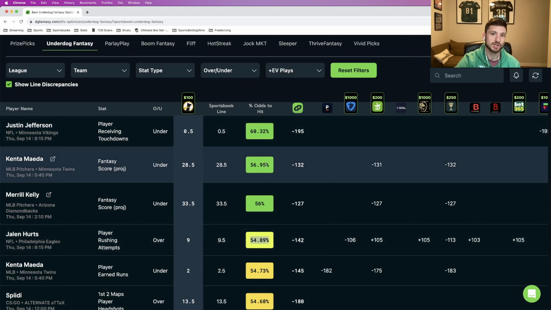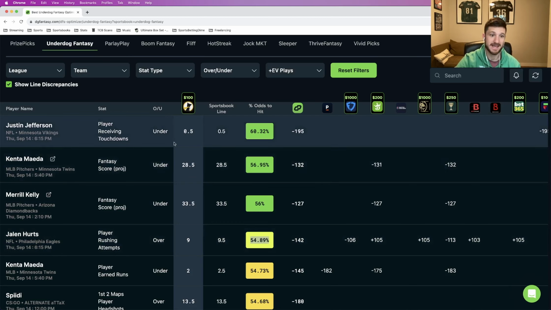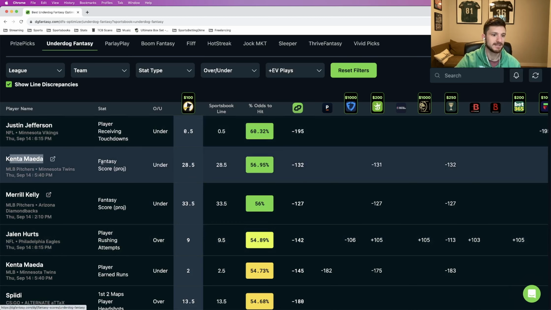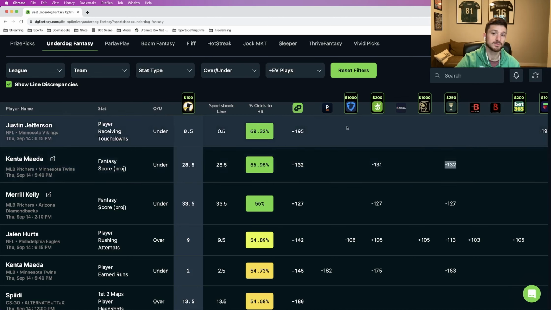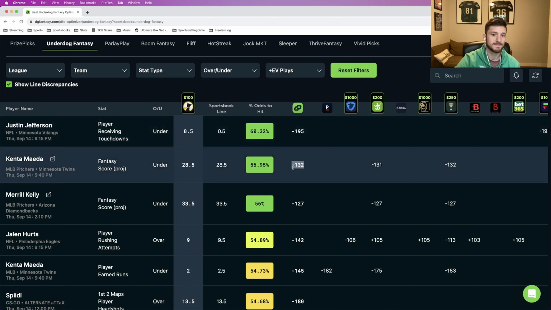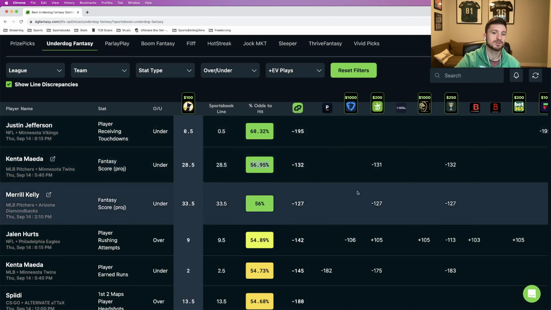And then our third leg and our final pick for this evening is an MLB one. Kenta Maeda to go under 28.5 fantasy points. This is an example of another pricing discrepancy. DraftKings has it at -131. Caesars has it at -132. DGF also prices it at -132. Win percentage of just under 57%.